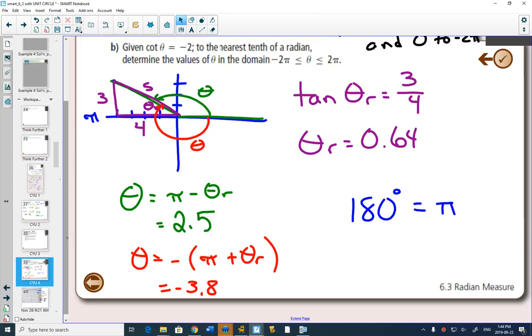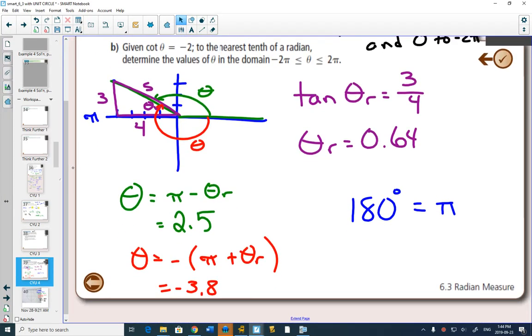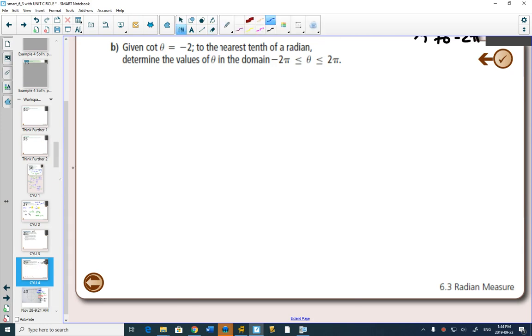Okay, part B. Given cotangent of theta equals -2, determine the values of theta between -2 pi and 2 pi. Okay, I'm just going to erase this to get some white space. Okay, again, it's a triangle question. We want to find where this triangle is so we can find the values of theta in standard position.